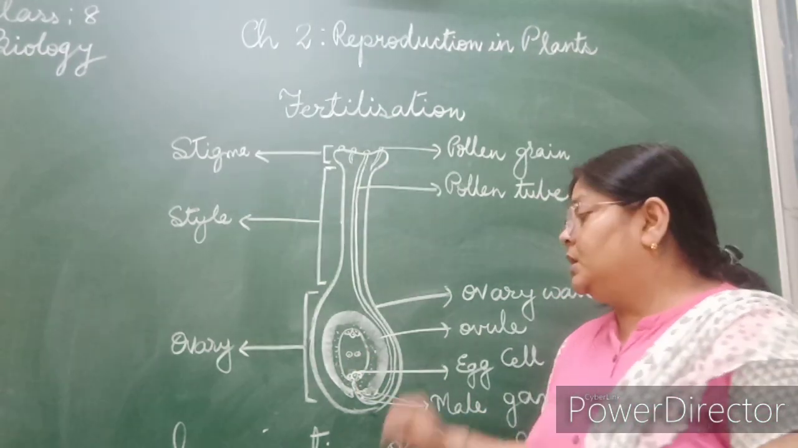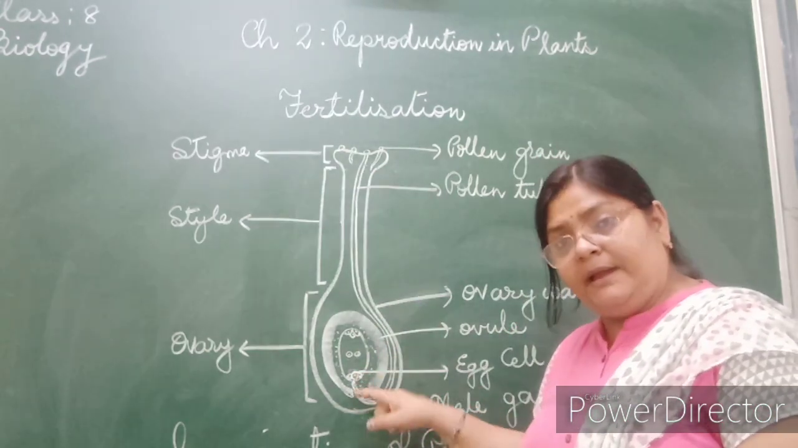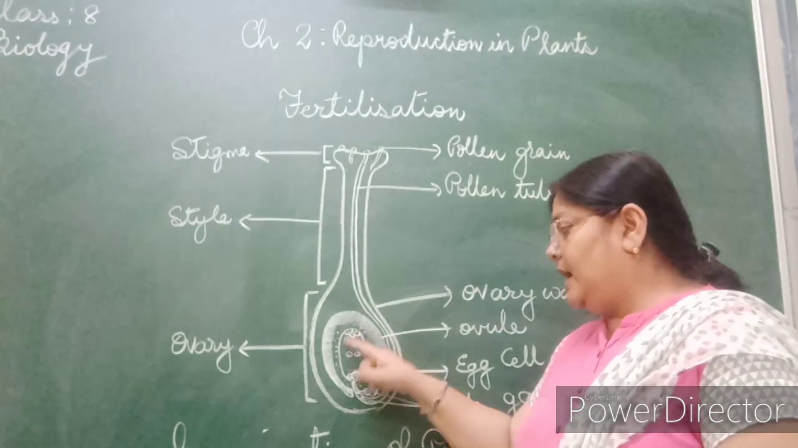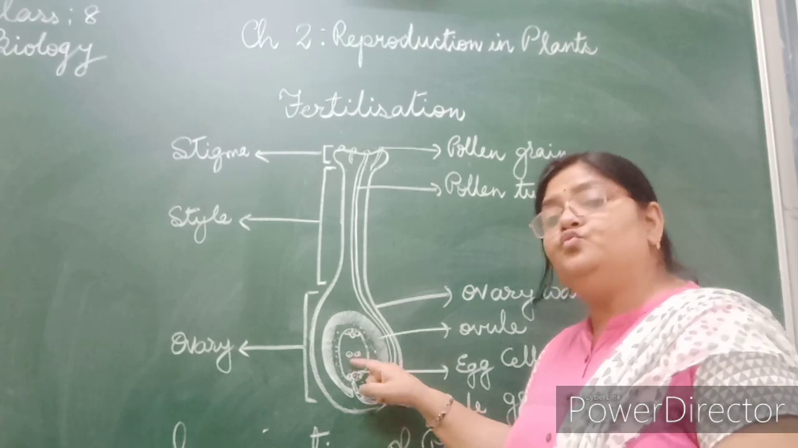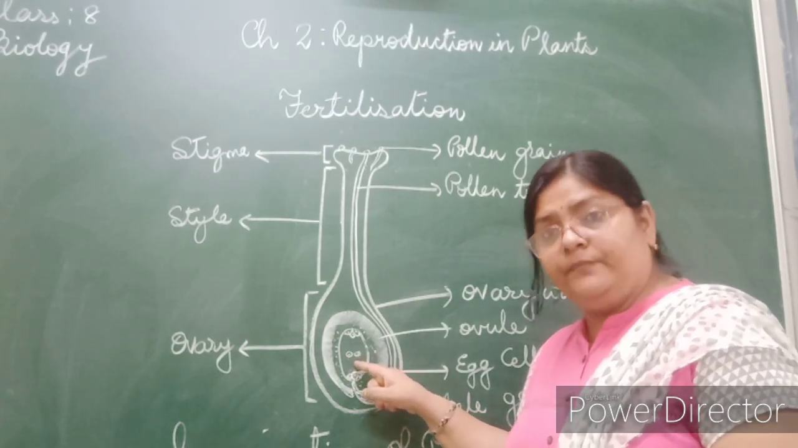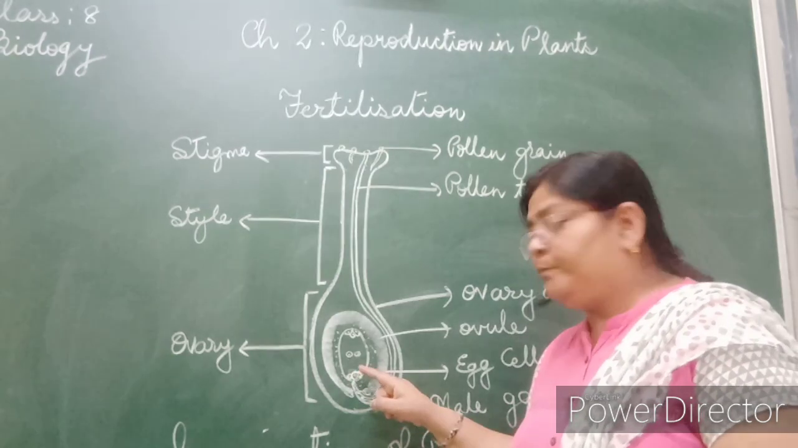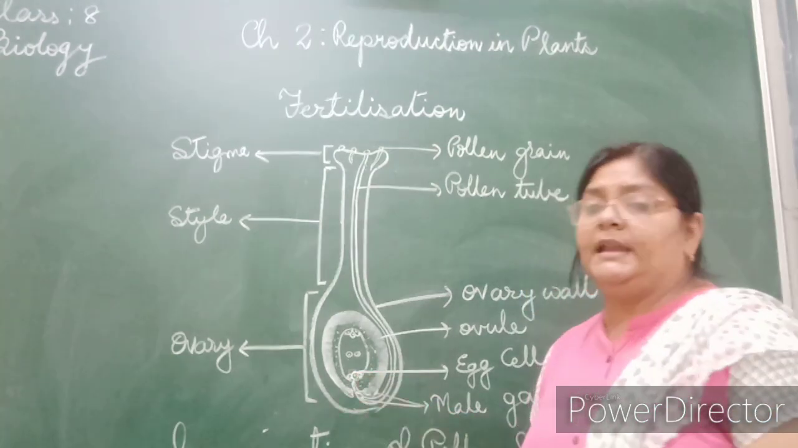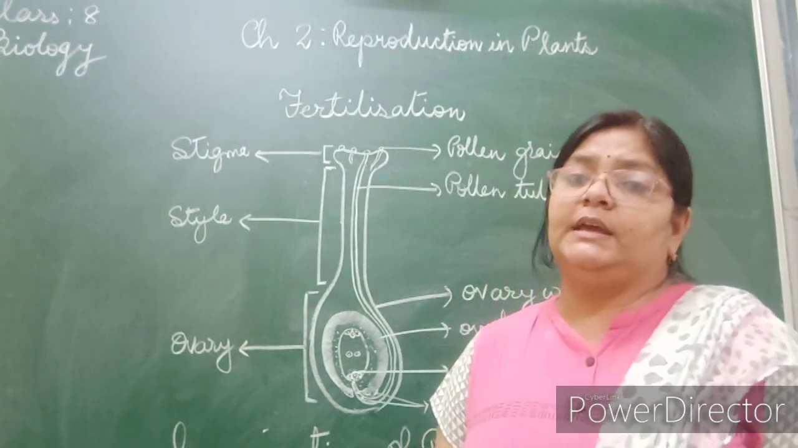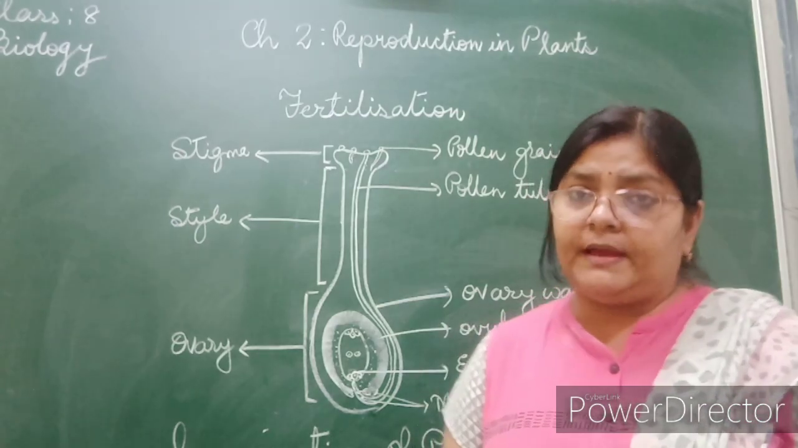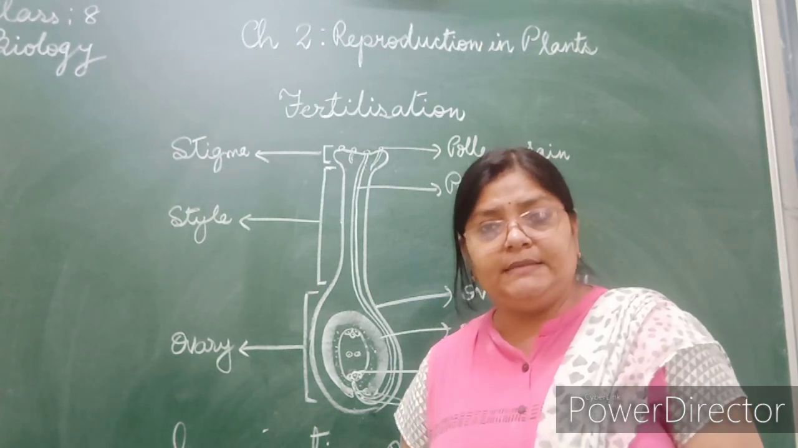I repeat, the embryo sac has 7 cells: 3 towards the micropyle, 3 on the opposite side, and 1 central cell. This one central cell has 2 nuclei. Now out of the 3 micropylar cells, the central cell is the egg cell, having the ovum. Now coming to the process of fertilization.